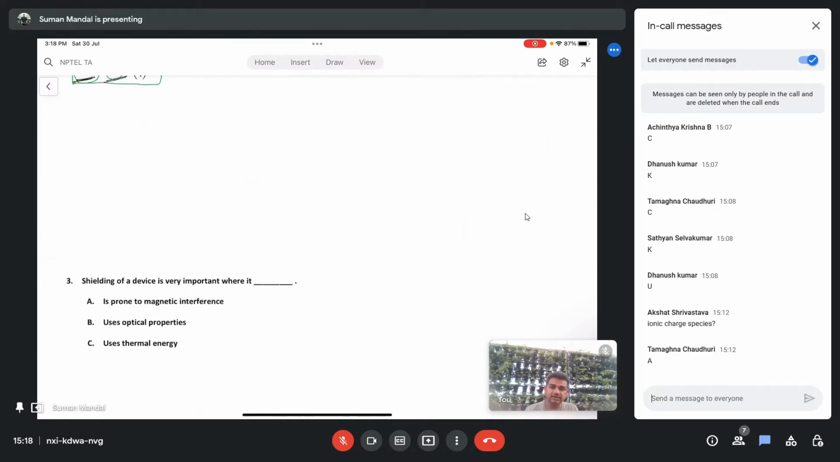So I do not know if you've come across this term. It's called EMI shielding. When you have to do EMI shielding of a device, how do you decide whether some kind of a device is EMI shielding? Why is it important? What do you think is the answer? A, B, or C?